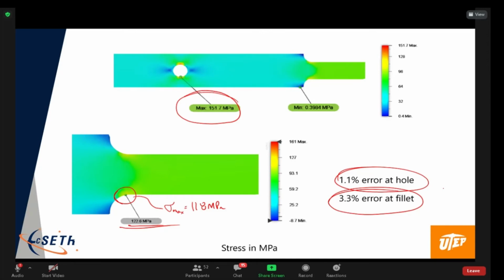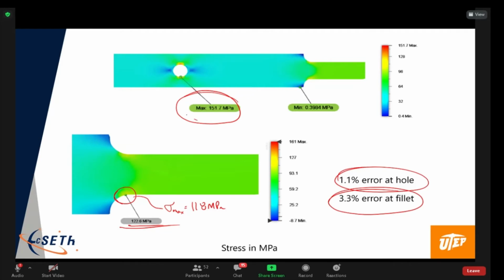Now, honestly... Professor, I have a question. How do you calculate those errors? How did you get those errors? Oh, okay, this is the error between my hand calculation, which I'm going to say is correct, and my finite element result, which I'm going to say has an error associated with it, okay?